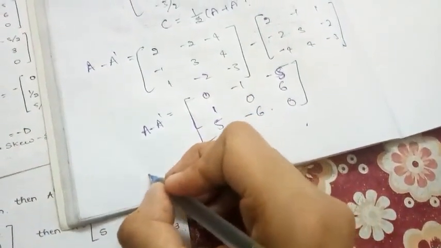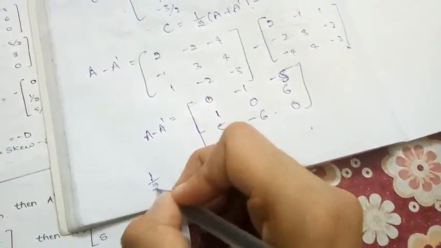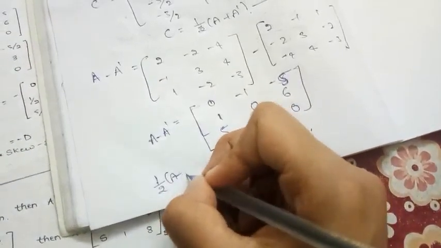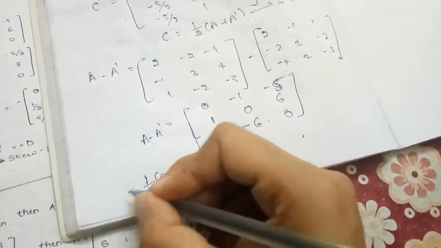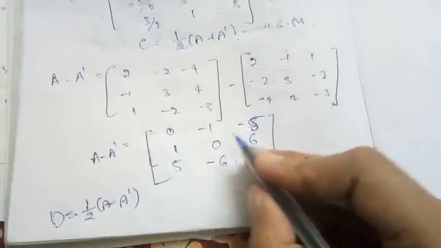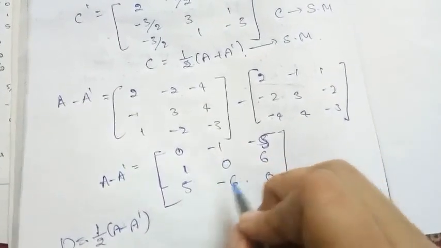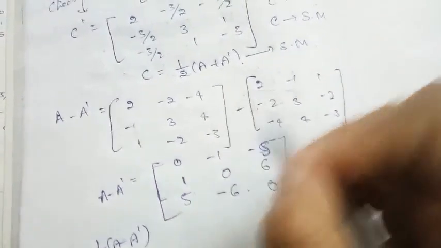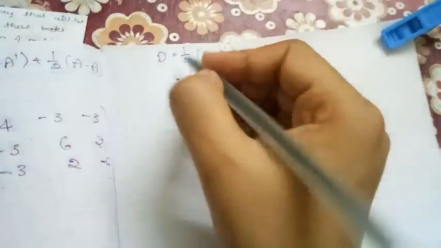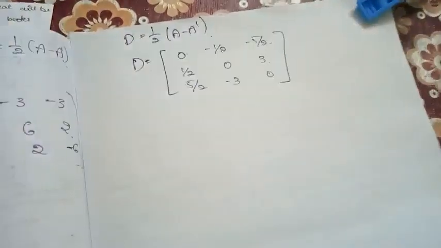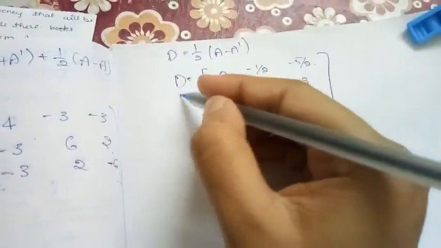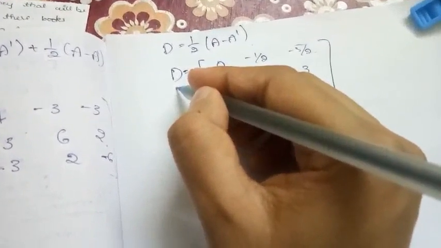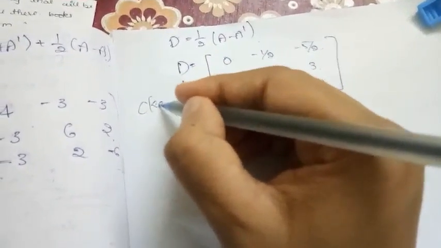So now what I require is half of A minus A transpose. I'll call this matrix D. If I multiply half to each and every element of this matrix, I am going to get this matrix, which is nothing but our matrix D. Now I need to check whether the matrix D is a skew symmetric or symmetric matrix. How will we check it?